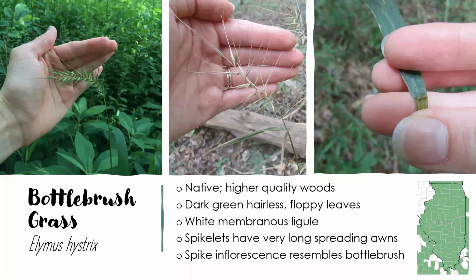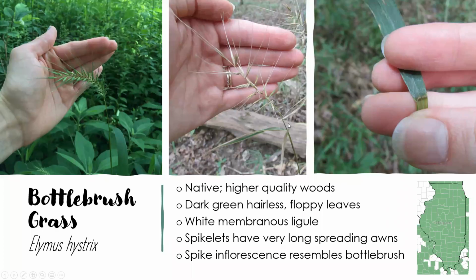The characteristic that I use on this grass is the very long, straight spreading awns on the spikelets. So in this grass, we have a spike inflorescence. It resembles a bottle brush, so it holds true to that common name. And you can see that the spikelets are held out from the stem, okay? They're not appressed or held up against the stem, they're held out. And then it has these long awns that are also held straight out, okay?